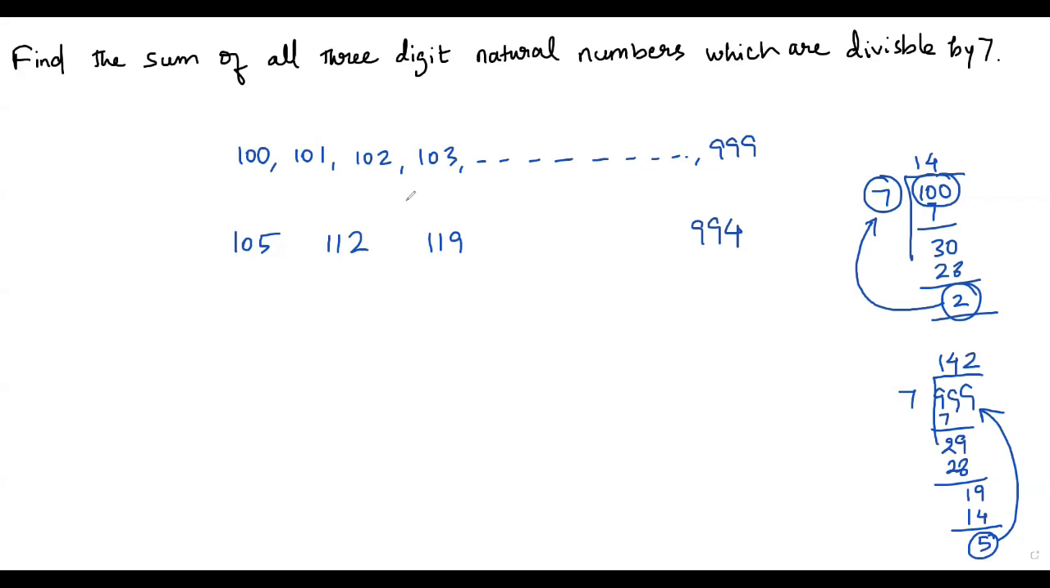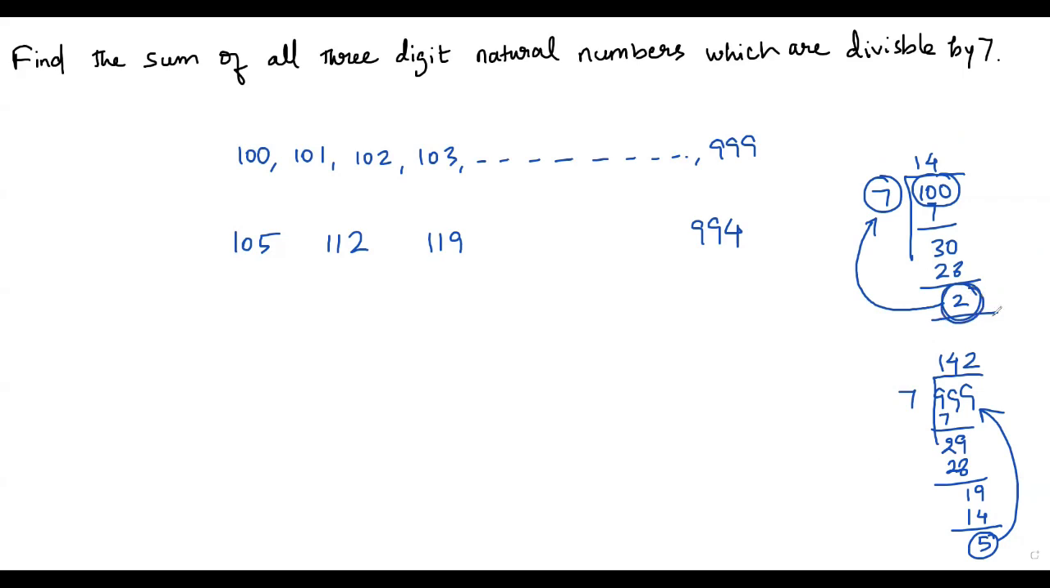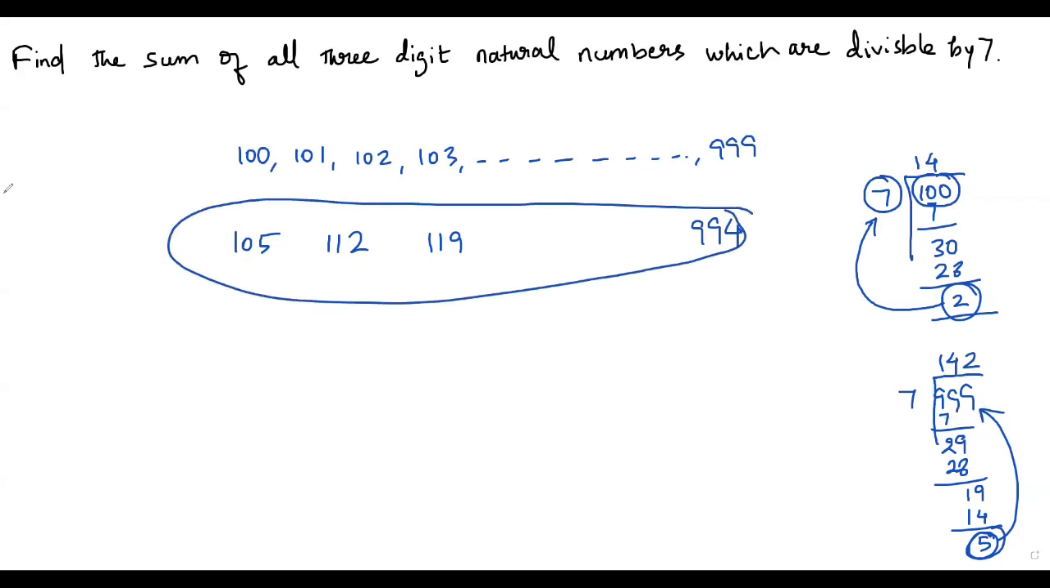Okay, now the process to get the first 3-digit number evenly divisible by 7 and the process to get the last one are different. Here we subtract the remainder from the divisor, then add the result to the dividend to get the first one. But to get the last one, we directly subtract the remainder from the dividend. So these are all the 3-digit natural numbers evenly divisible by 7.